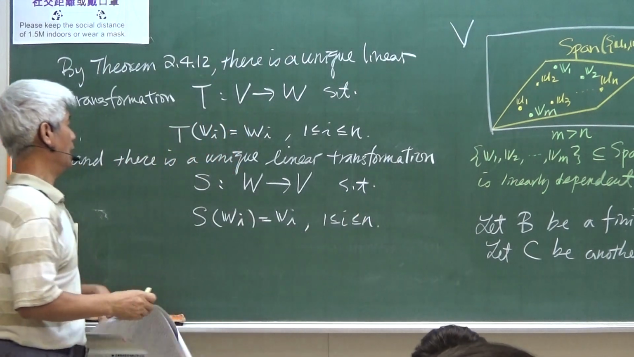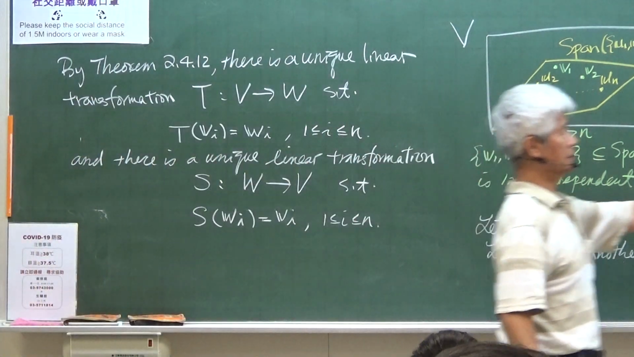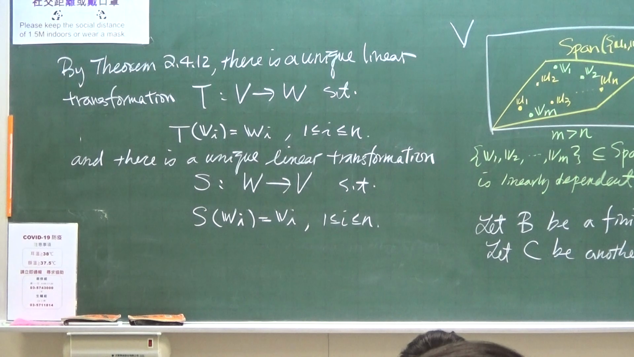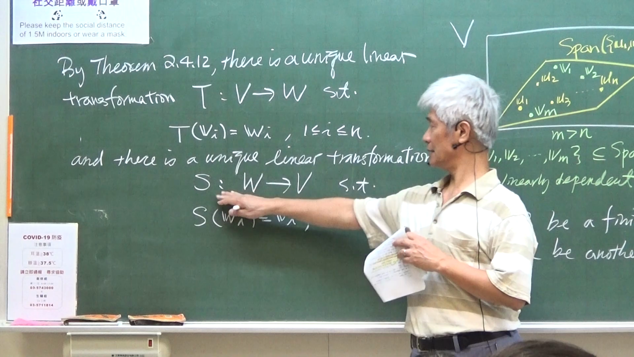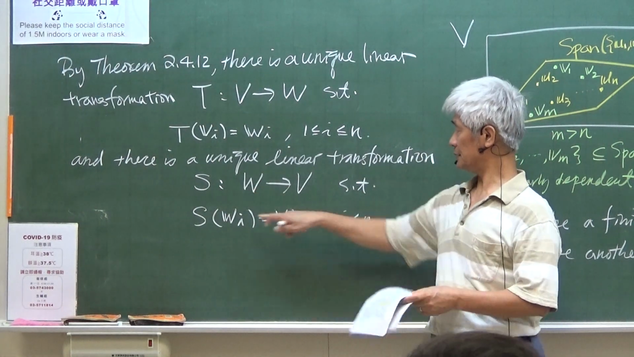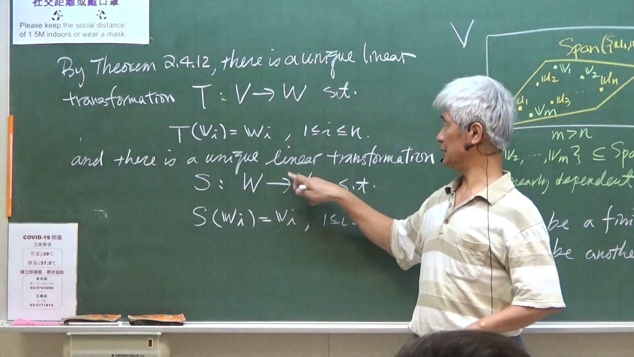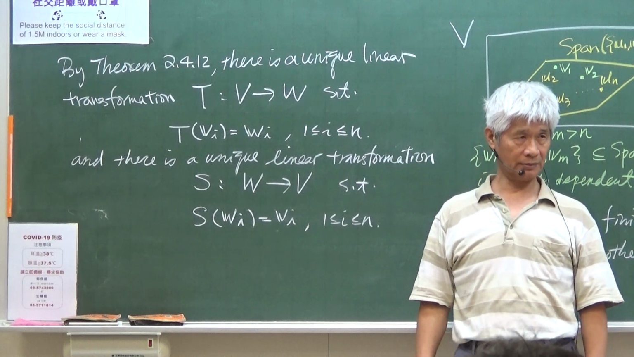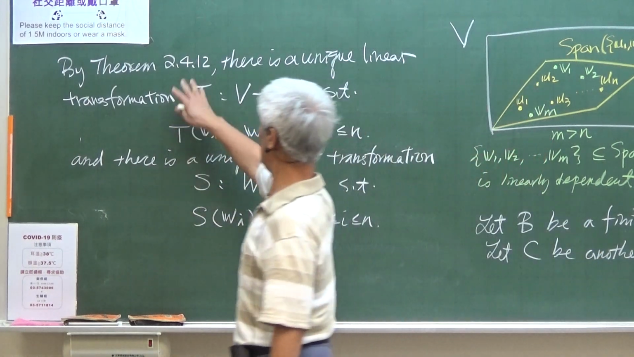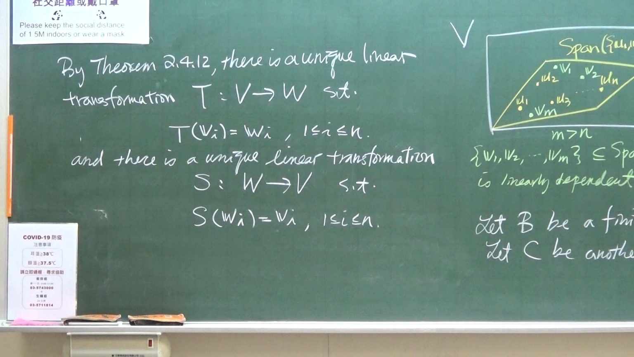And because the Wi form a basis, so C is linearly independent and spans the vector space W. So this assignment gives you a unique linear transformation. They are all from theorem 2.4.12.